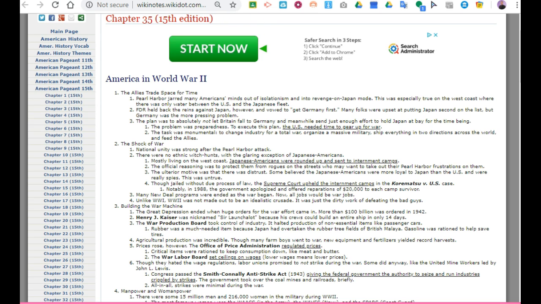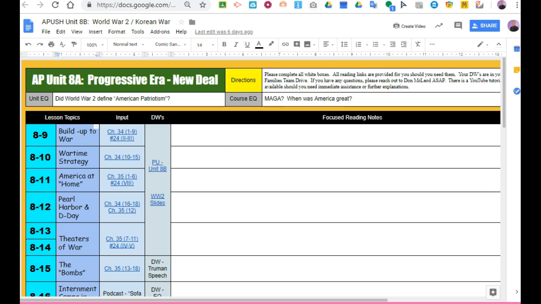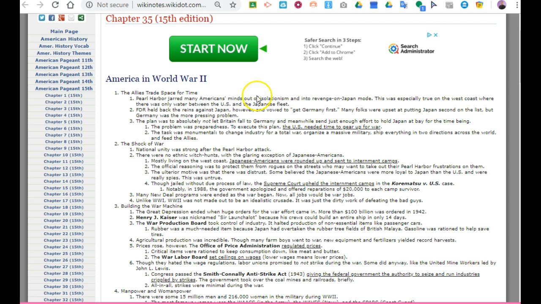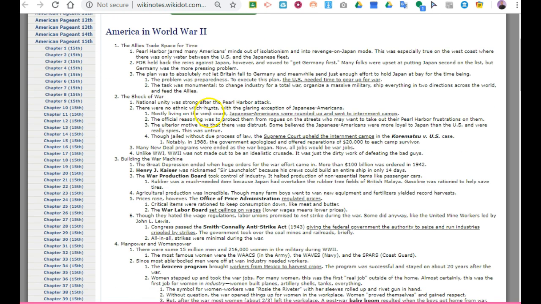But what then do I need to put over here that's going to help me retain information for the test? Obviously, yes, you do need to know content. But when we start looking through this, we start looking at themes and we start seeing things. So what I would suggest you do is always read here first and see what it is about, because that's really the overall picture we're looking at about America in World War II. So the shock of war, the Allies trade space for time, stuff like that.